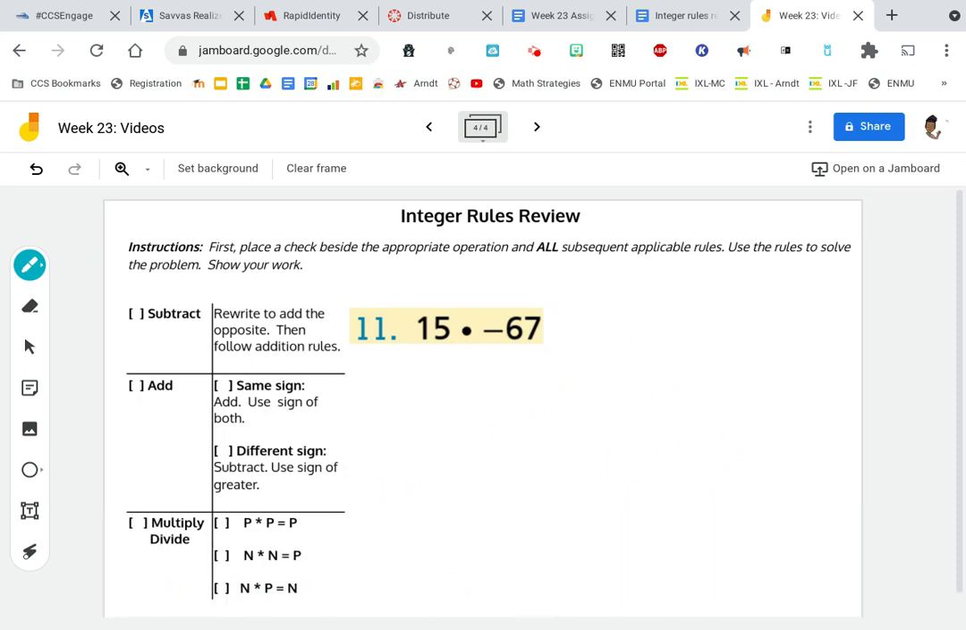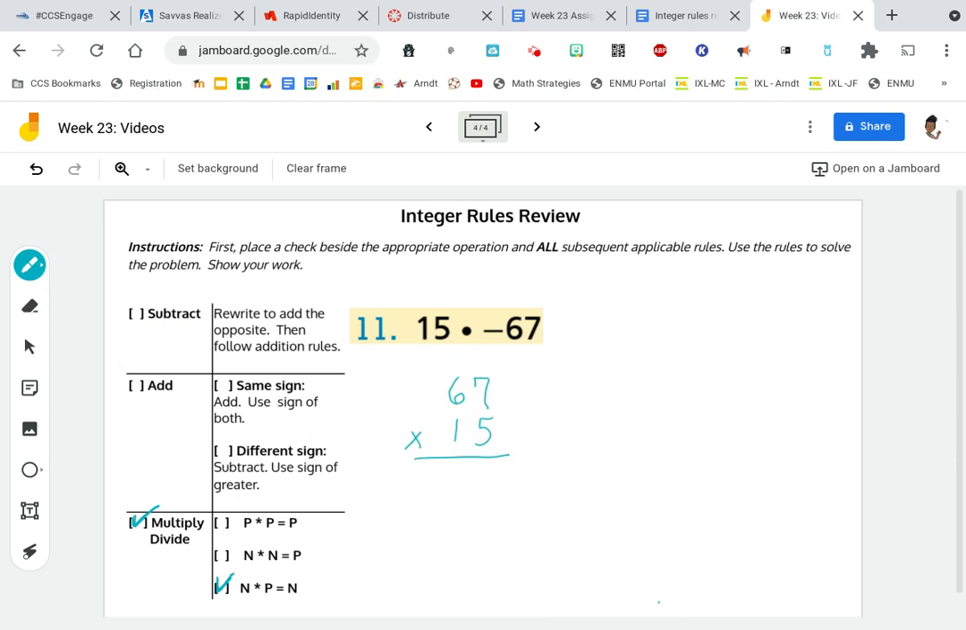Next and last example. This time I have 15 times negative 67. So my operation is actually multiplication. I'm putting my check mark. And notice one number is positive, one number is negative. So I know my answer is going to be negative. Now all I have to do is multiply them out. I'm going to put the 67 on top. It doesn't matter. I could put the 15 on top, but I choose to put the 15 on bottom because I think it's going to be easier for me.